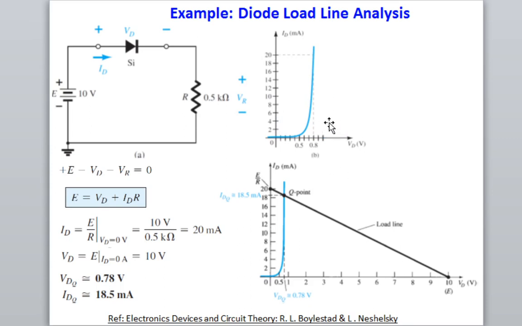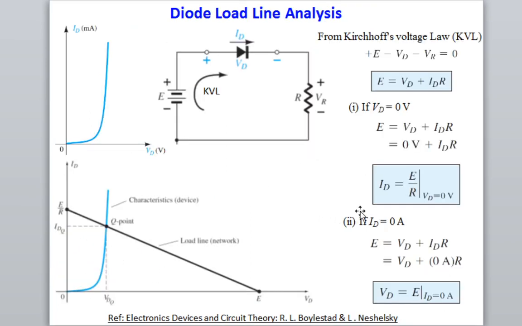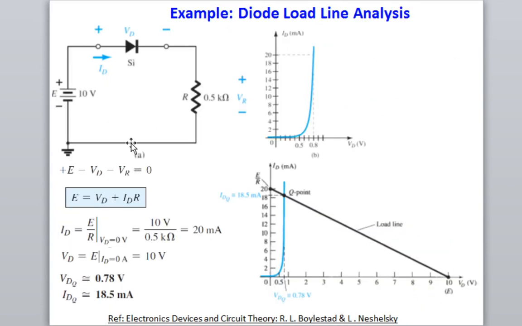And again we require another point on the x-axis. In order to do that, we have to find the value of VD at ID equal to 0. So in the second condition, if ID is equal to 0, then VD will be equal to E. What is the value of E? E is equal to 10 volt. So on the x-axis, this is 1, 2, 3, 4, 5, 6, 7, 8, 9, 10.